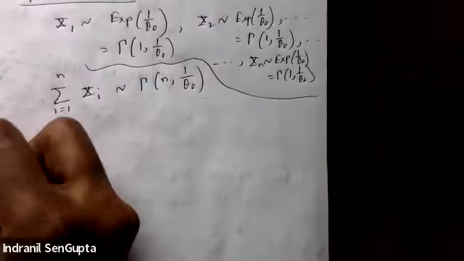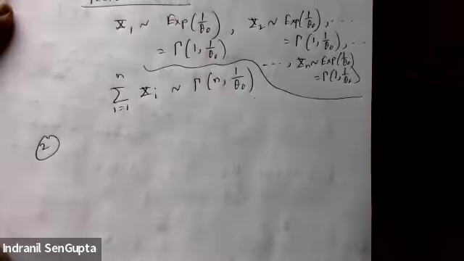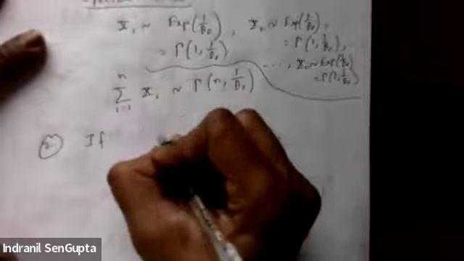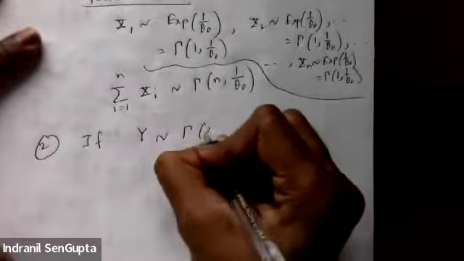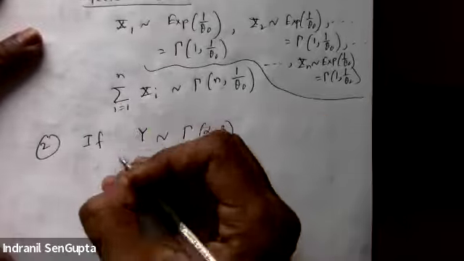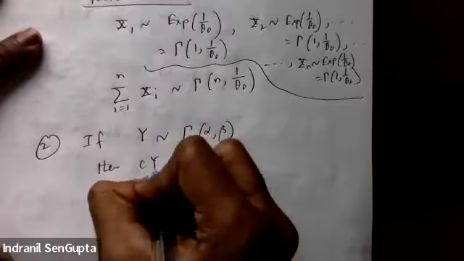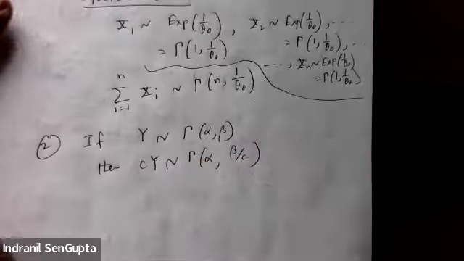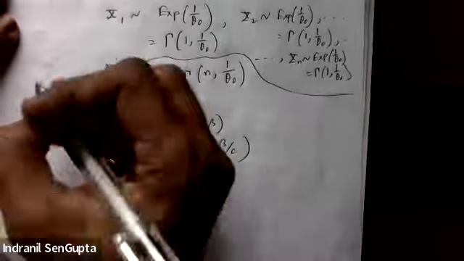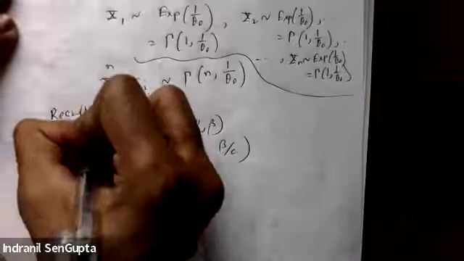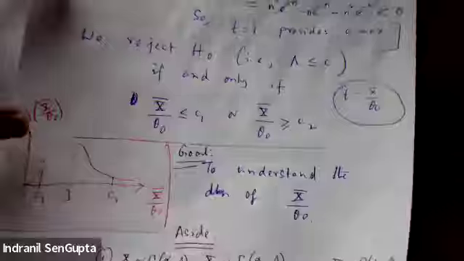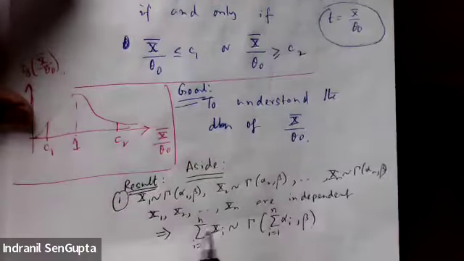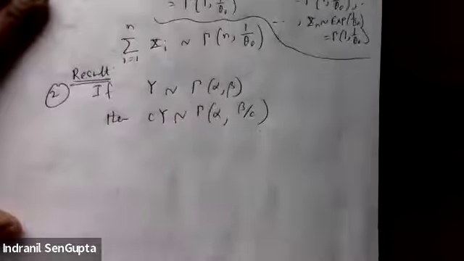Second observation. It goes like this. If y satisfies gamma of alpha, beta, then there is a scaling property: cy follows gamma of alpha, beta over c. Okay. It's the second result. What I wrote here is the first result. Result 1 is this one, result 2 is this one.